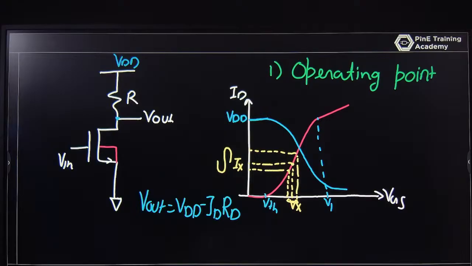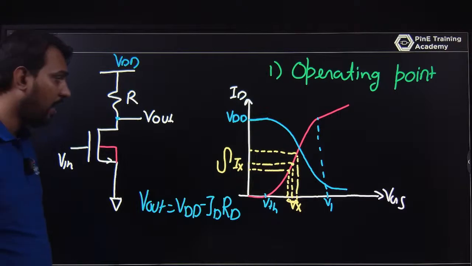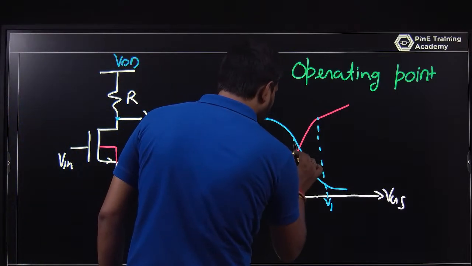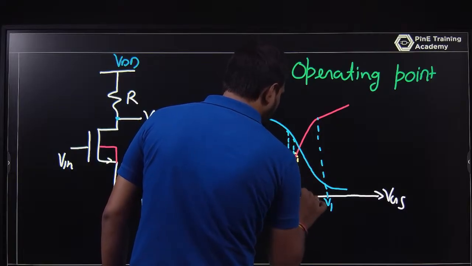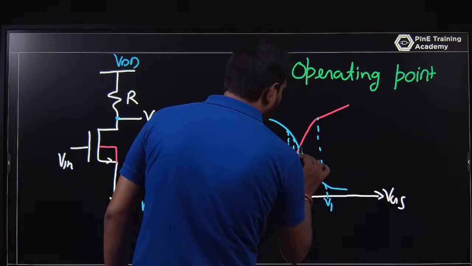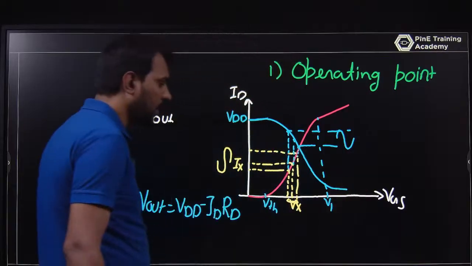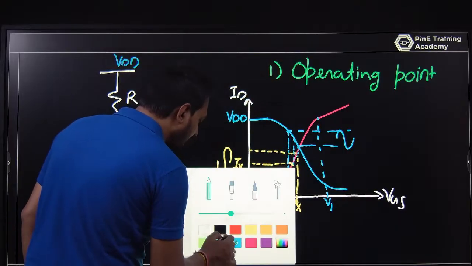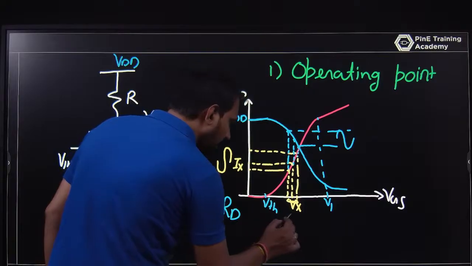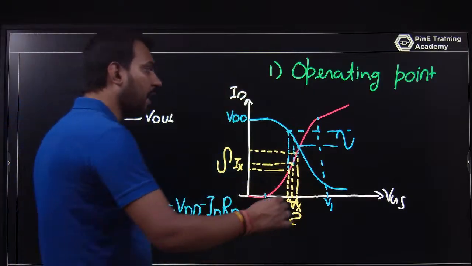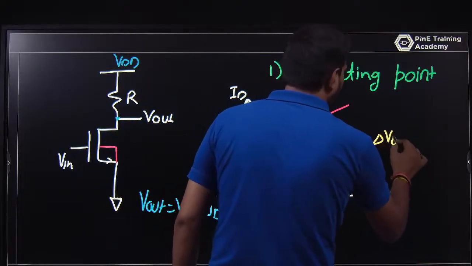So what is happening at the output side? This is the point at Vx, this is the point here, and this is the point here. So this is the output voltage. For a small change of the input voltage, you find a change on the output side. That is delta V out upon delta V in, and that is called gain.